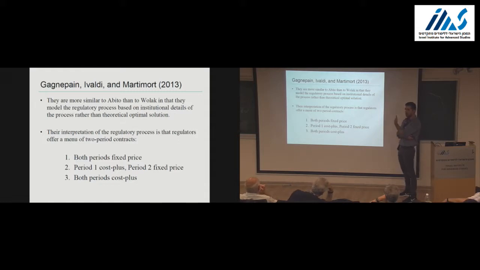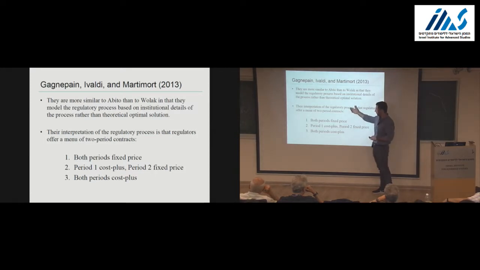The Wolak philosophy would be that the optimal thing is to offer fixed price contracts both periods, so I'm going to assume that's what they're doing. But that's not a tenable assumption, because we see the other types of contracts in the switching. So they're going to say, let's condition on there not being full commitment, theoretically optimal, and let's do what would be the optimal menu of two-period contracts under no commitment. They're going to look for renegotiation-proof schedules of two-period contracts.